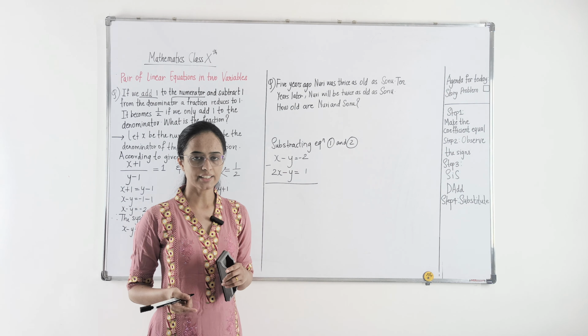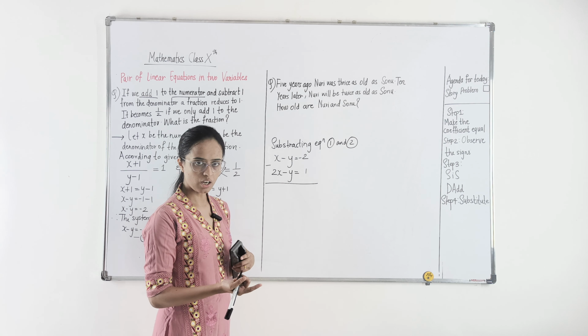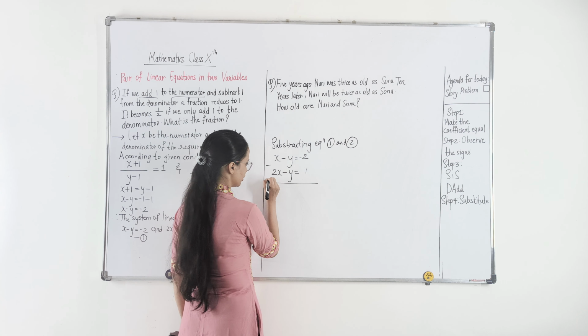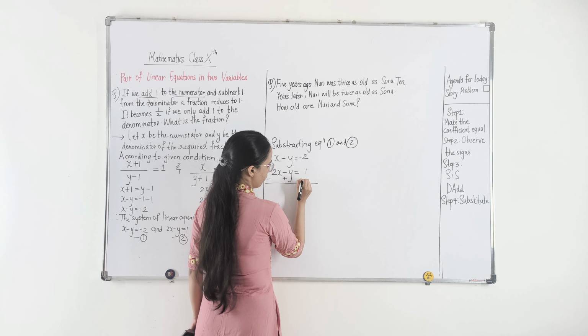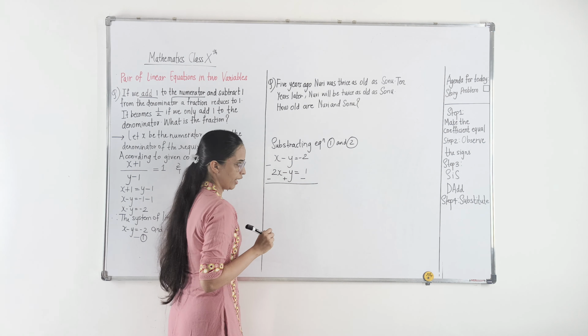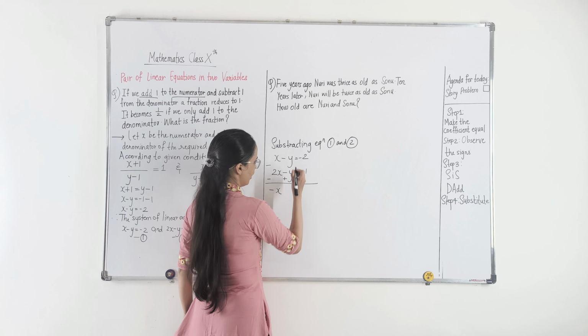That is, whatever signs are there, for every term you have to do the opposite. So here 2x is positive, so it would be negative, minus ka plus ban jayega. Again here it is plus, so now it would be minus. Now let's perform. X minus 2x is minus x.